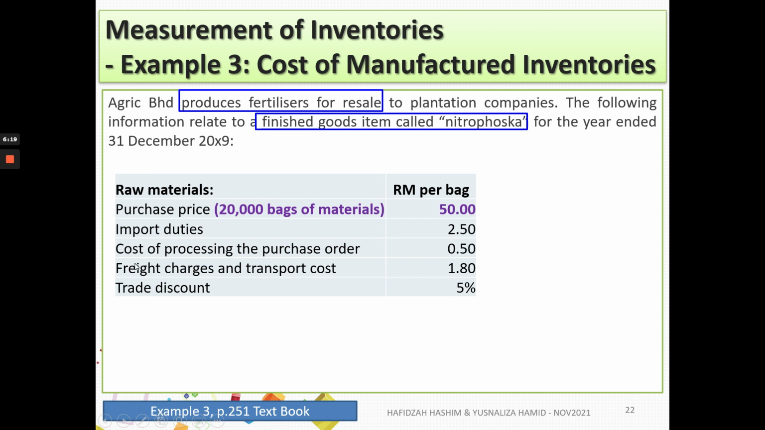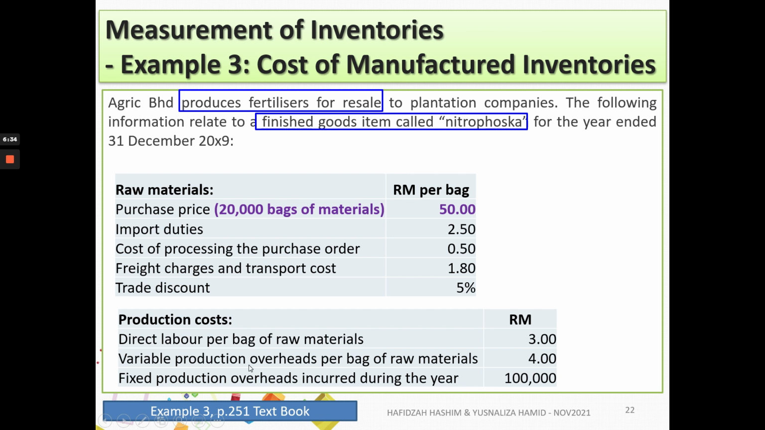Let's look at the detail here. You have more or less the same as what we had earlier. The cost of processing the purchase order shall not be included; it is excluded. Freight charges and transportation costs are included, and the trade discount needs to be deducted. These are some of the production costs, to convert these raw materials into the finished goods called Nitrofosca: the direct labor per bag of raw material, and the variable production overheads per bag of raw material. So this is per unit. Remember, we are purchasing 20,000 bags, and the fixed production overhead incurred during the year totals 100,000.